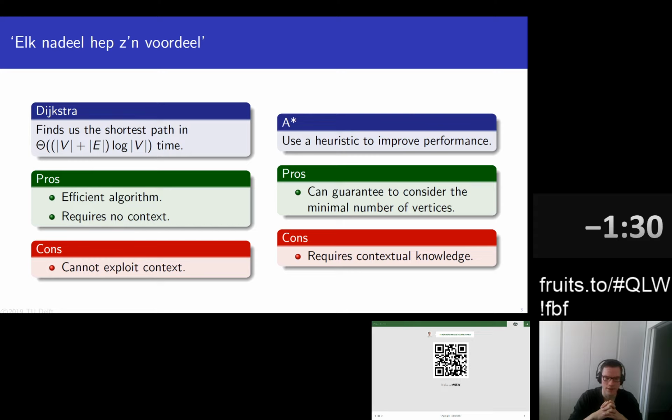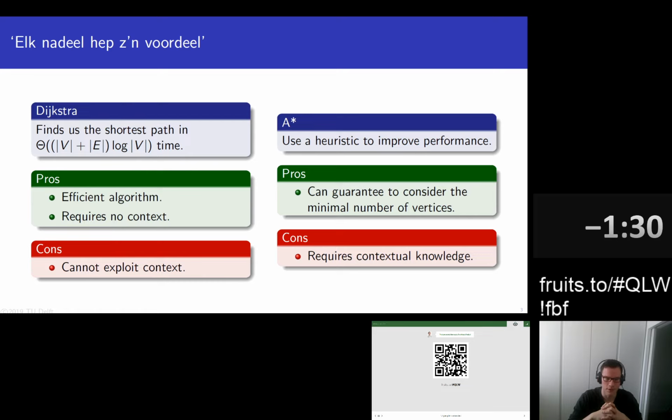Let me think. Manhattan wasn't a good idea when we could go there directly. We must not overestimate, so we must always underestimate. Yes, because 0 will always work. Yeah, we must always underestimate. And the downside then is that this requires contextual knowledge.